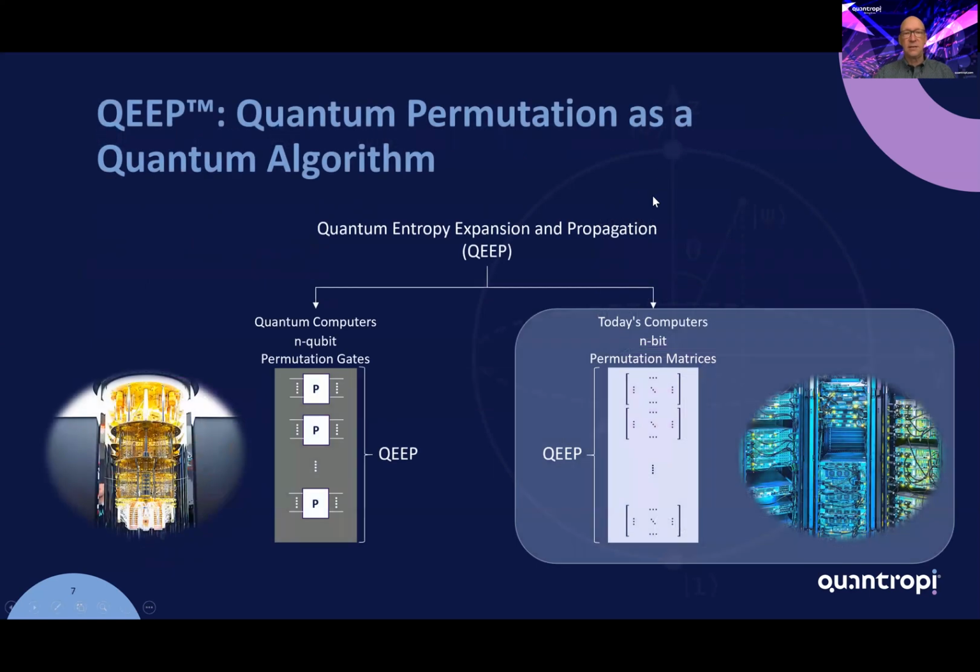And that leads to the breakthrough at Quantropi, which is quantum permutation matrices expressed as an algorithm in what we call quantum entropy expansion and propagation, or KEEP. You know, got to have an algorithm. Sorry, and also an acronym. Ooh, got to get the right A. And so we've got the KEEP algorithm implemented, linear algebra in code.